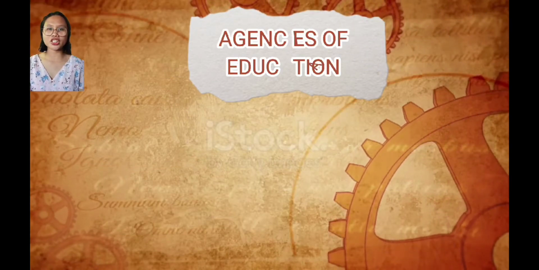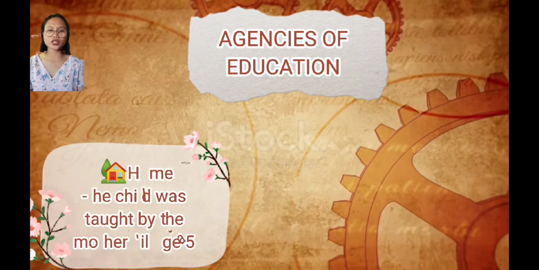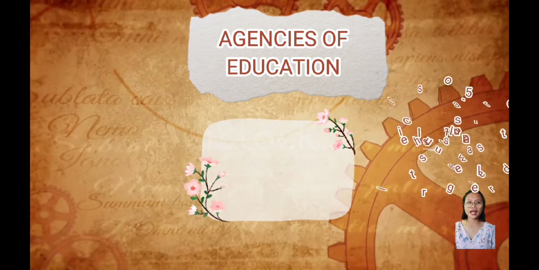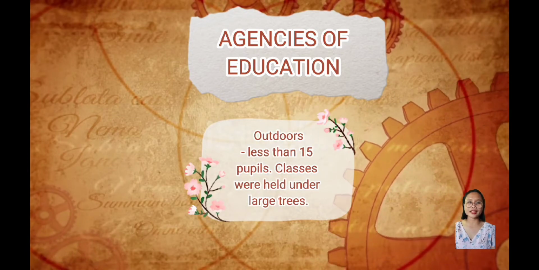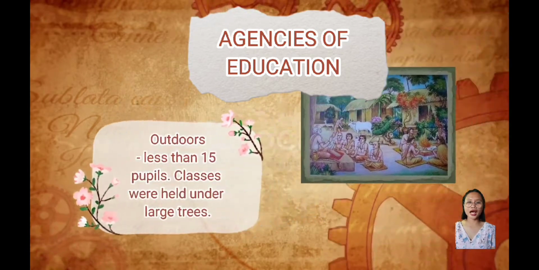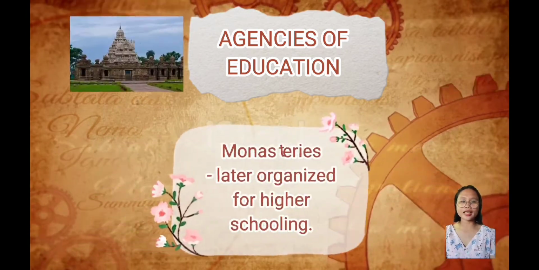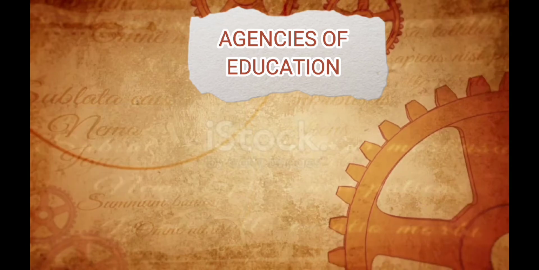Agencies of education. Home, the child was taught by the mother till the age of 5. Outdoors, with fewer than 15 pupils. Classes were held under large trees. Monasteries were later organized for higher schooling.